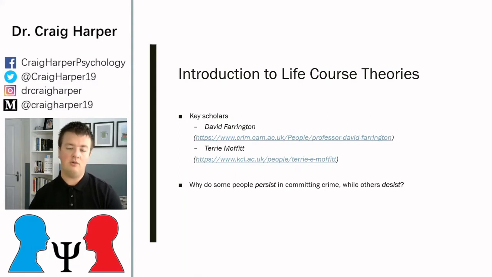But essentially what the life course theories are trying to answer is this question here. Why is it that some people persist in committing crime? So why do they carry on doing it throughout the life course? And why do some people desist? So desistance is the process of stopping doing something. That distinction between persistence and desistance is an important distinction to make, and that's the question that we're going to be trying to answer over the next 2 or 3 videos.